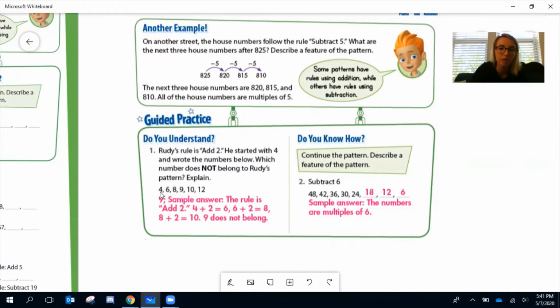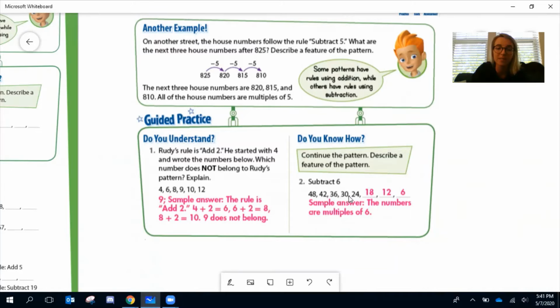So we have 4 plus 2 is 6, plus 2 is 8, but 8 plus 2 is not 9. The rest still work though, because if we skip the 9, we go 8 plus 2 is 10, 10 plus 2 is 12, so 9 does not belong. Number 2 says continue the pattern and describe a feature of the pattern. So the pattern is to subtract 6. So 48 minus 6 is 42. 42 minus 6 is 36.